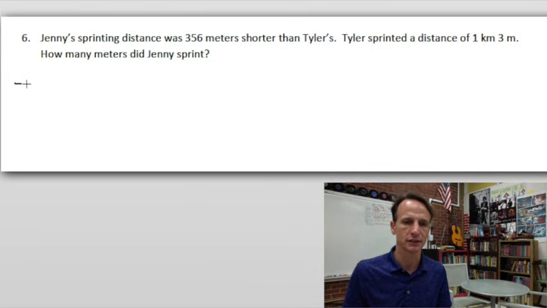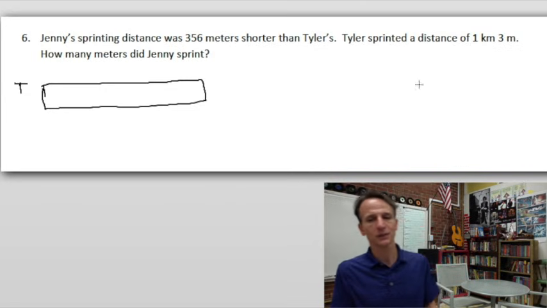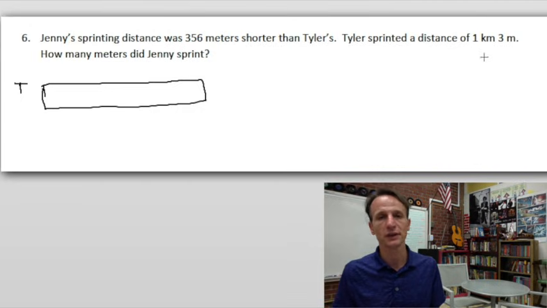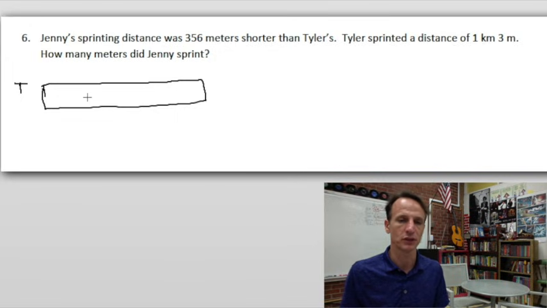So Tyler, his distance, and again, as I've done the other ones, I'm going to go straight to converting this all to meters because I know I'll need to do that. So might as well take care of that business now. 1 kilometer is 1,000 meters, right? And then we have also 3 meters, so 1,003. And I'll note that that's meters here.